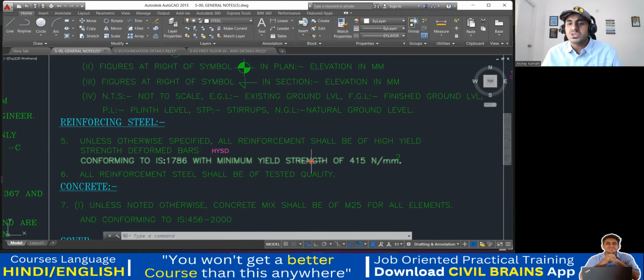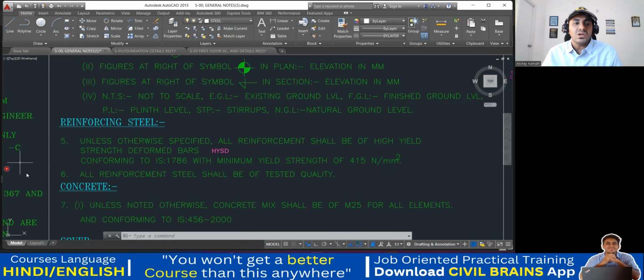Again, it's telling that conforming to IS 1786 with minimum yield strength of 415 Newton per mm square. That means if you want to understand more about the bar, like what is the carbon content and all, you can refer to the IS 1786 code book. There everything will be mentioned regarding the rebar and the minimum yield strength. That means the minimum rebar that you're supposed to use in this particular construction should be 415. But nowadays we don't have 415 available, so you can go with the 500 Newton per mm square steel. Got it?